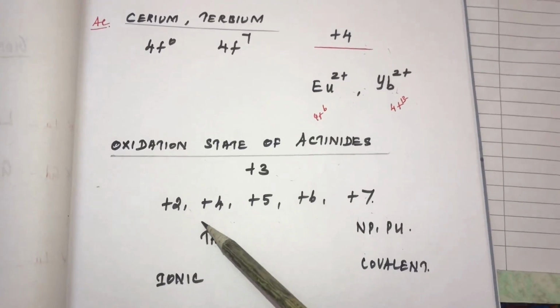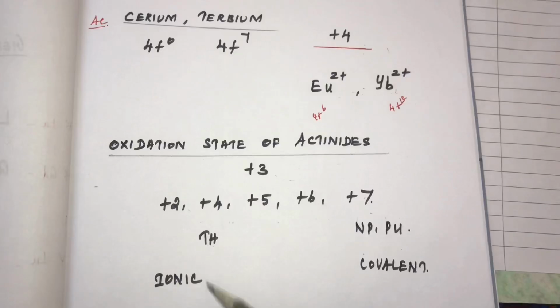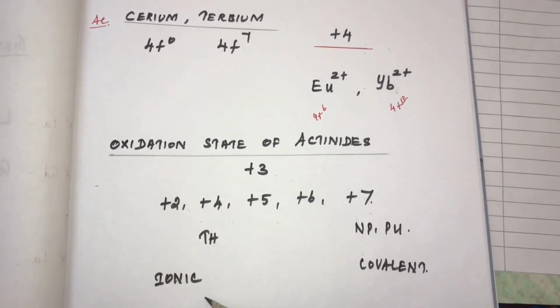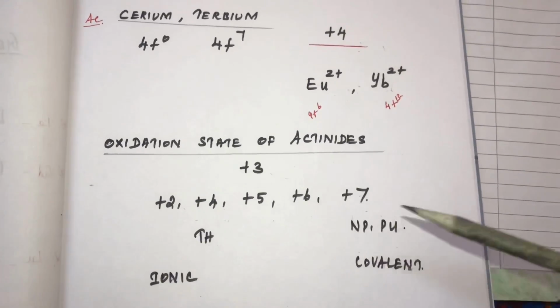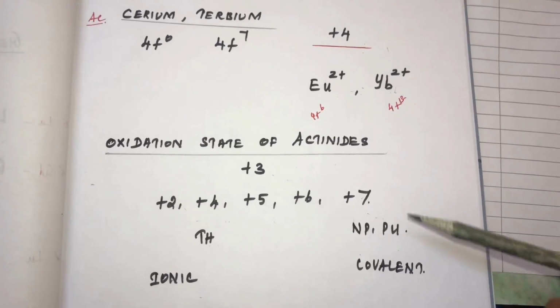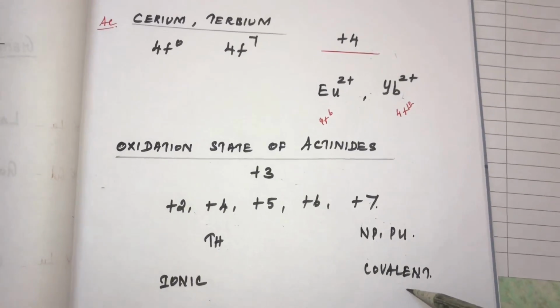The lower oxidation states, such as +2 and +4, are found to be more ionic, and the higher oxidation states, such as +7, are found to be covalent.